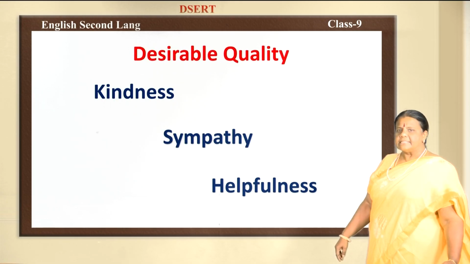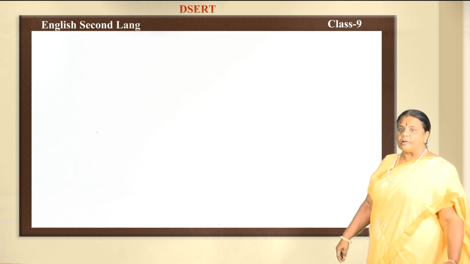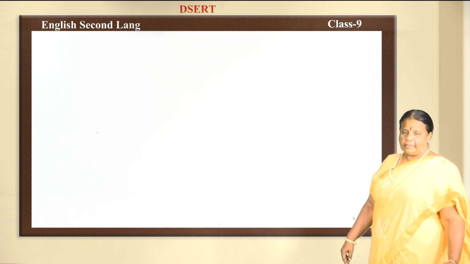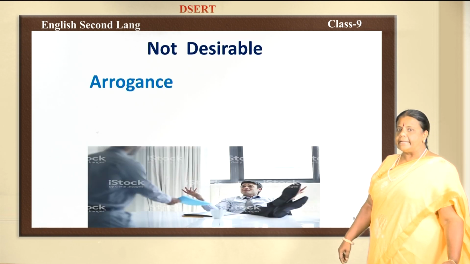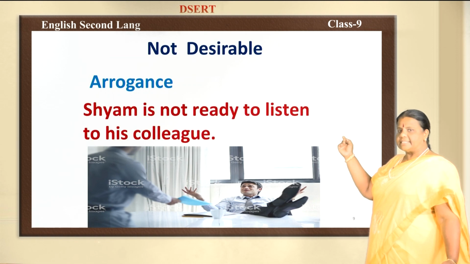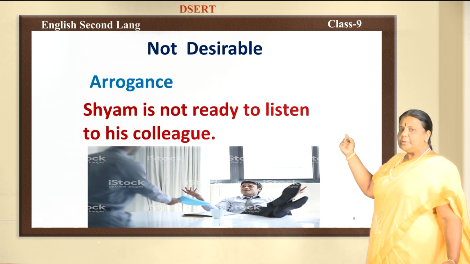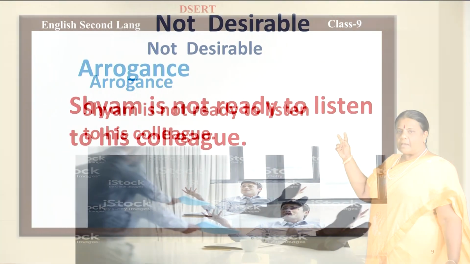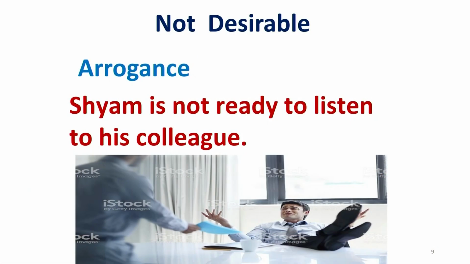Similarly, there are certain qualities that are not desirable. For example, the quality arrogance. Look at this picture, children. Here you can see Shyam is not ready to listen to his colleague. When somebody comes to talk to you, you have to listen to what the other person is saying. You should not behave as if you know everything. That is really very bad.